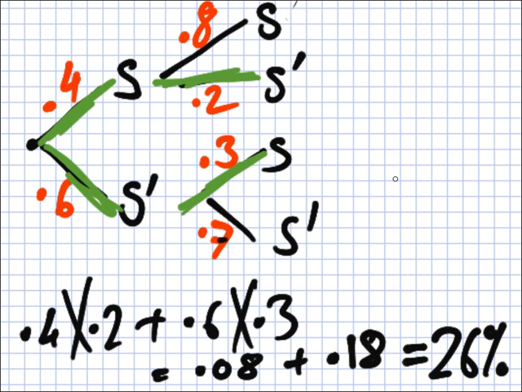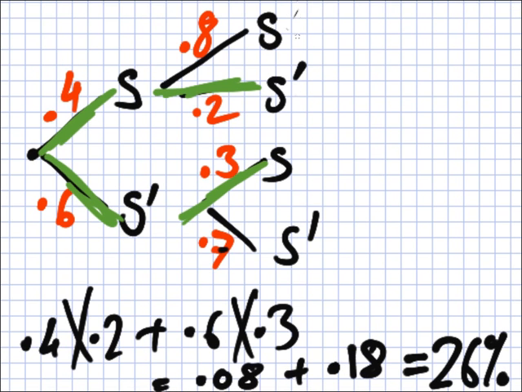We are using 0.2 instead of 0.8 when it snows. When it snows on Wednesday, it's 0.4 multiplied by 0.2. And 0.6 multiplied by 0.3 for no snow and then snow.